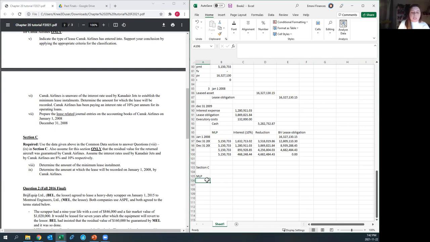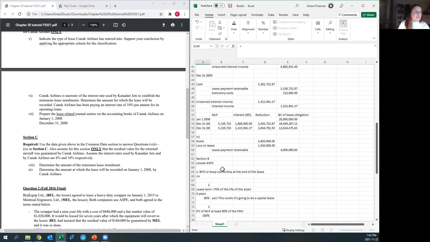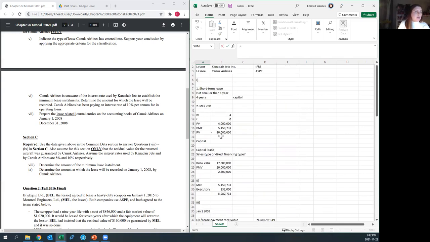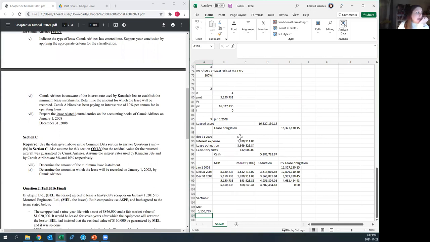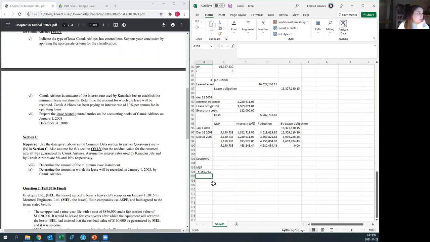So it's still going to be your 5.15 amount here, because when we calculated it earlier in our future value, we put our unguaranteed value. So it's not going to change whether it's guaranteed or unguaranteed, because the amount hasn't changed. And then determine the amounts at which the lease will be recorded on January 1st, 2008 by Canada Airlines.